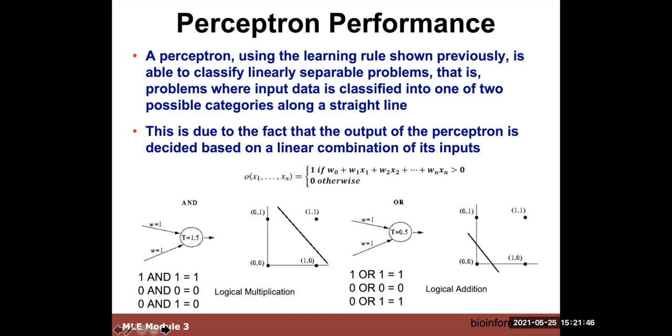And this is just showing the idea of how an AND function works and how an OR function looks. ANDing is the equivalent of logical multiplication. It shows how, if you had two inputs of 0 and 1 versus an input of 1 and 1, you would be able to separate the 1,1 point from the 0,1 and the 0,0. Or if you used the OR, you could separate 0,0 from 0,1, 1,0, and 1,1. So it's able to draw, if you want, the hyperplane. It's able to separate things in a reasonable way.